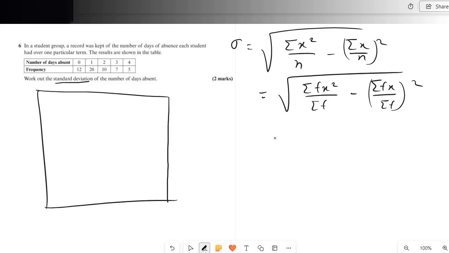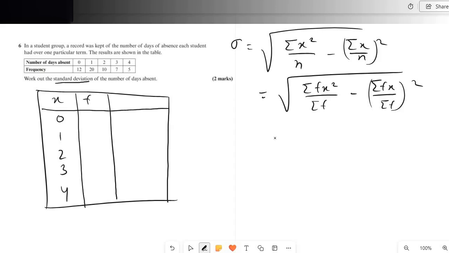So the number of days absent can be said as x, then frequency as f. So we can add the rows here and the columns being 0, 1, 2, 3, 4 for the values of x, and for frequencies they are 12, 20, 10, 7, and 5. Now we add another column with x squared, which we get 0, 1, 4, 9, and 16.